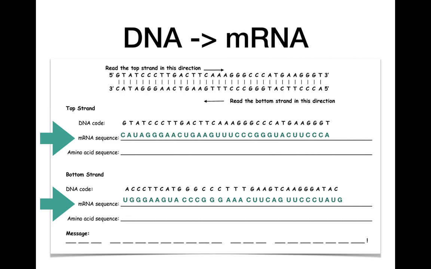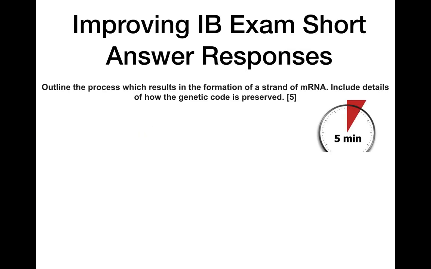Okay, here is another. Let's do some more practice with this concept here. So here is the question: outline the process which results in the formation of a strand of mRNA. Include details of how the genetic code is preserved. So 5 points. Give yourself 5 minutes to answer the question. Set a timer.